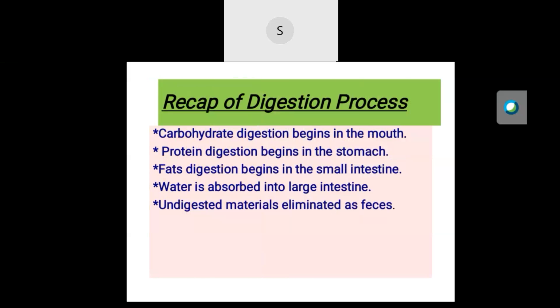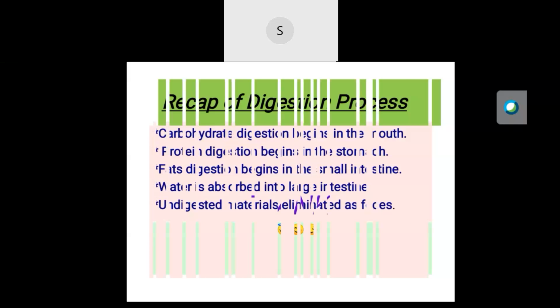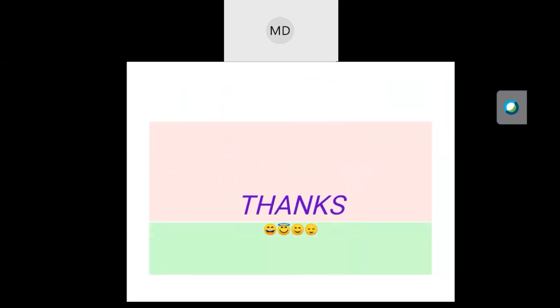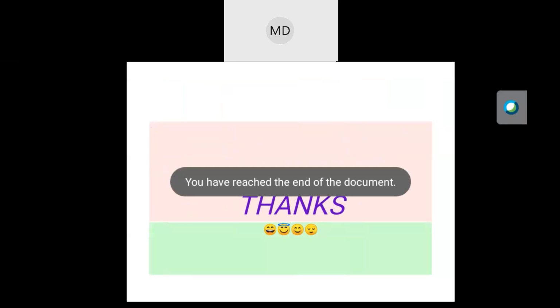Now, a recap of the digestion process. Point number one, carbohydrate digestion begins in the mouth. Two, protein digestion begins in the stomach. Point number three, fat digestion begins in the small intestine. Point number four, water is absorbed in the large intestine. And the last one, undigested material is eliminated as feces. Thank you, ma'am.